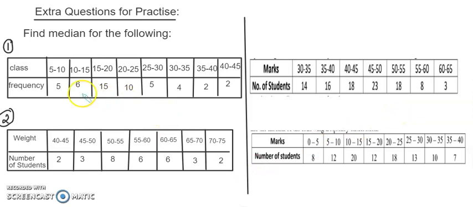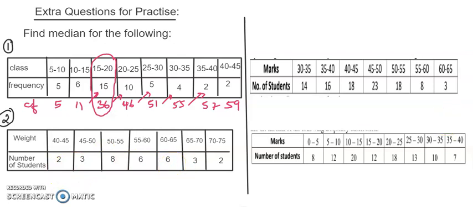Now again, if I want to make a CF here, I'll keep the 5 here. 5 plus 6, 11. 11 plus 15, 36. 36 plus 10, 46. 46 plus 5, 51. 51 plus 4, 55. 55 plus 2, 57. And then you have 59. So when you do 59 divided by 2, you will get a decimal, but still, nearest it will be approximately 29.5. So if I go nearest and the greatest, then this will be the median class, right? Similarly, we can go for this. These are your extra practice questions.